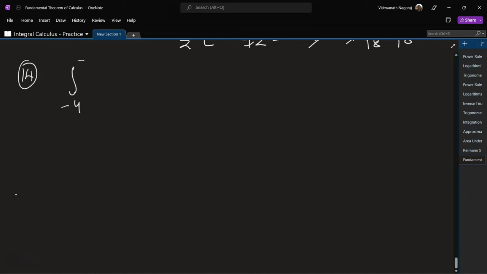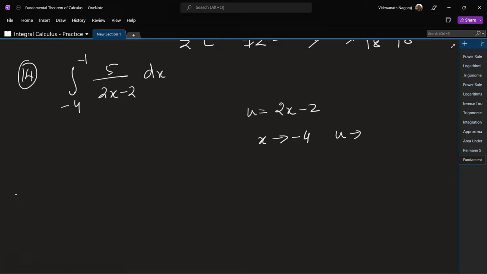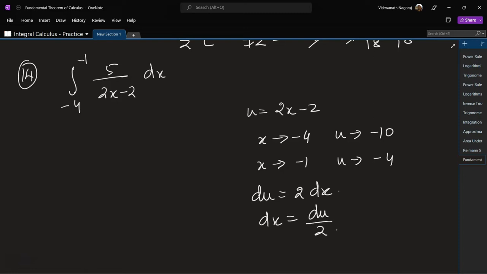Integral from minus 4 to minus 1 of 5 by 2x minus 2 dx. Again, we can write u is equal to 2x minus 2. As x goes to minus 4, u goes to minus 8, minus 2, minus 10. As x goes to minus 1, u goes to minus 4. du would be 2 dx, so that means dx is equal to du by 2.